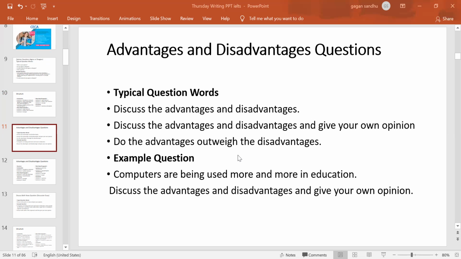It could be written like this, or it could be the third sentence, where they say do the advantages outweigh the disadvantages. Even if this is the question, obviously I have to talk about both, the benefits and the drawbacks, and only then can I decide in the conclusion whether the advantages outweigh the disadvantages or not, right? So in both cases you will be explaining both situations, the positives and the negatives.